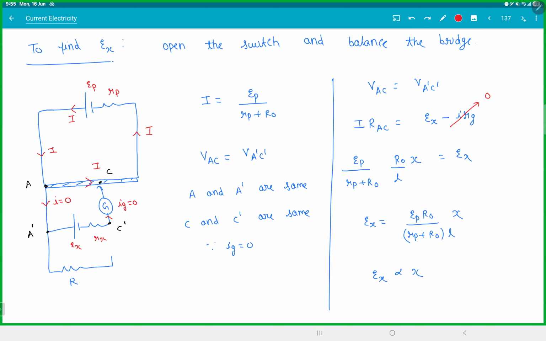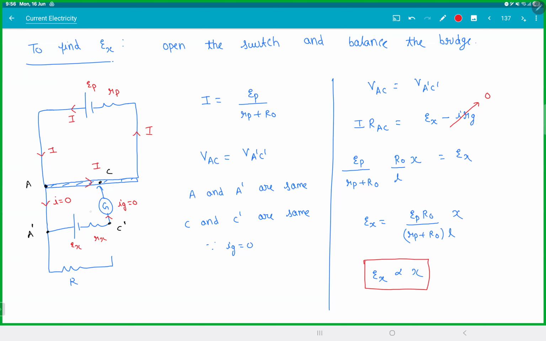Is this making sense? And we can clearly see here the voltage, whatever EMF that you get, that will be proportional to the balancing length. So when you're in a lab, right, we actually don't use this one. We use a version of this. Let me show you that also. That was asked as a PYQ once. But first have a look at this. Ask me if you're confused anywhere.